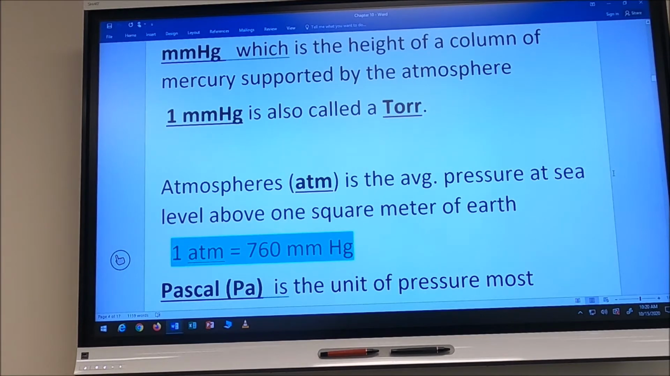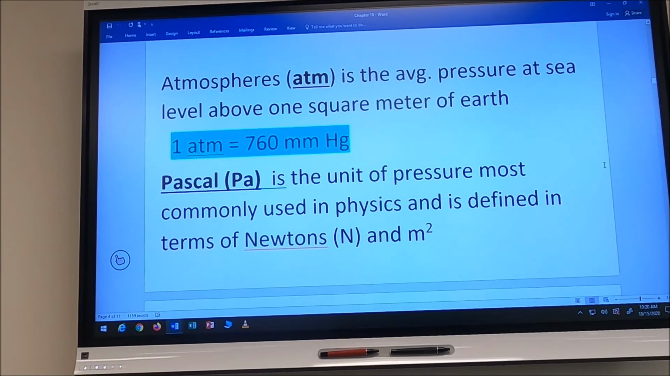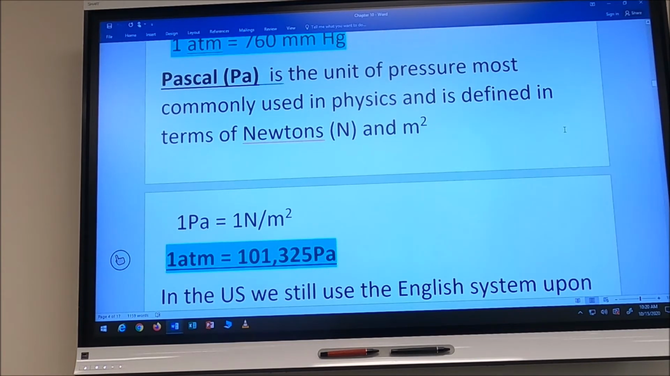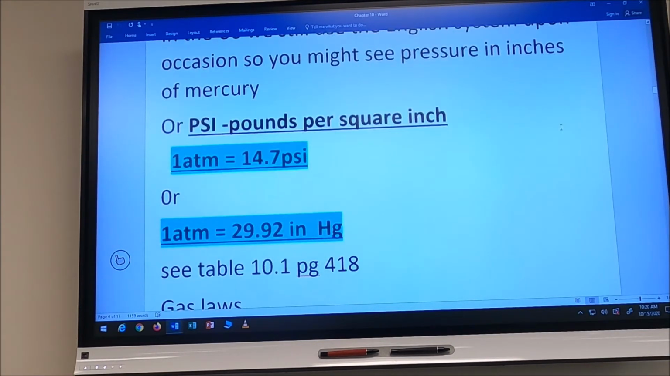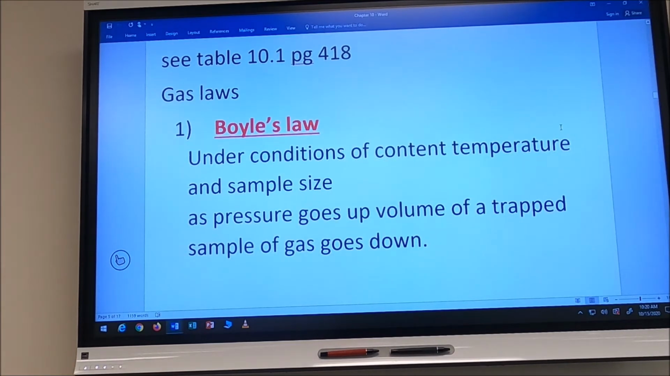Now, in physics, I quite often use pascals, which is a newton per meter squared. I'm not going to really use it in here, but I did want to bring it up so that you would be aware that there is another unit. And you've also encountered PSI, pounds per square inch. That's an English unit. We're not going to use that one, okay? Scroll on down. Now there's a table 10.1 that's got all of those units on it. So don't panic. The only things I expect you to know is the relationship between atmospheres and millimeters of mercury, and millimeters of mercury and torr.